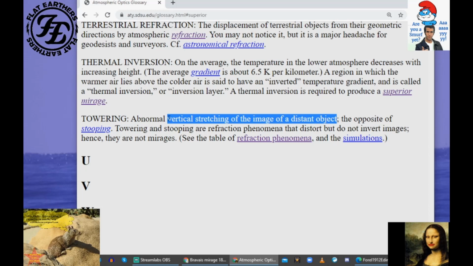This, I believe, is incorrect. I do not believe that they are appropriately, accurately assessing the image. Again, just like the inversion of the thermal gradient, this is a misinterpretation. I think that this vertical stretching is a misinterpretation.